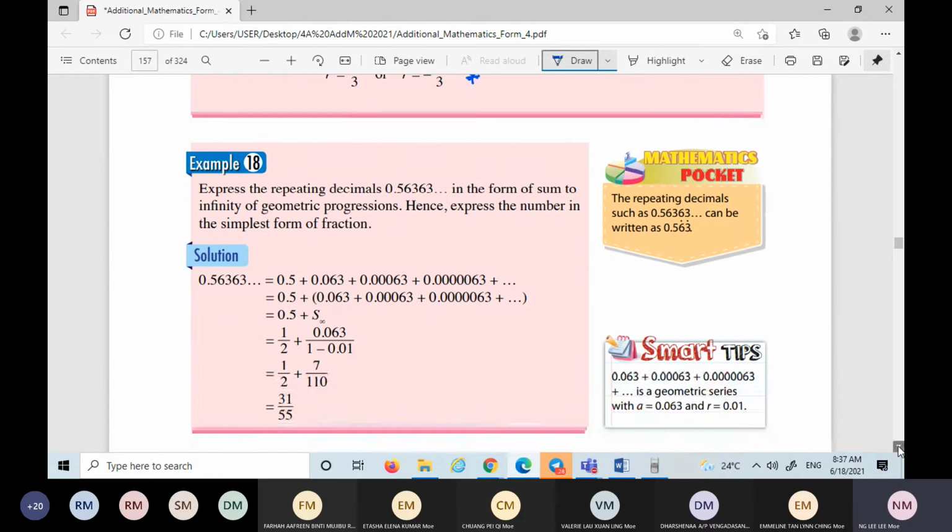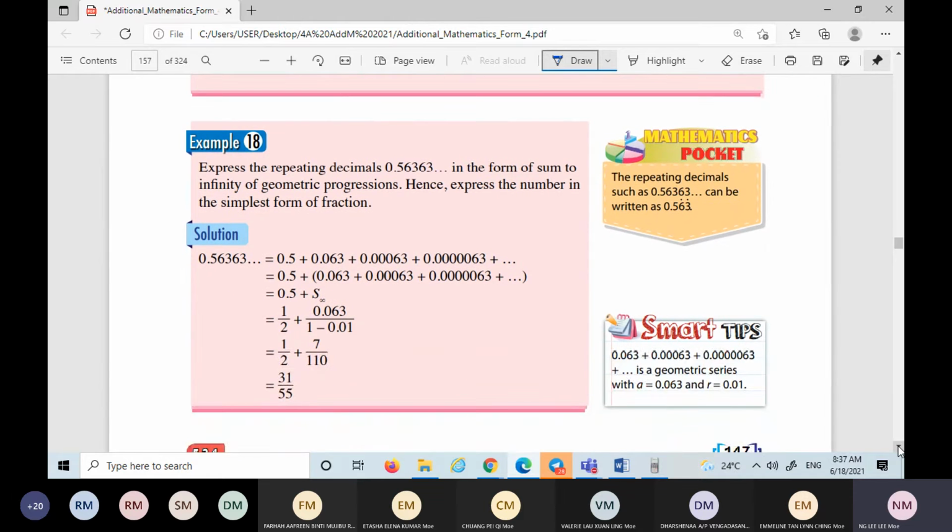Now we come to this. If you still remember, 0.563, on top of the 6 and 3 you have 2 dots. What's the meaning of these dots? You have learned it under, I think, rational numbers.